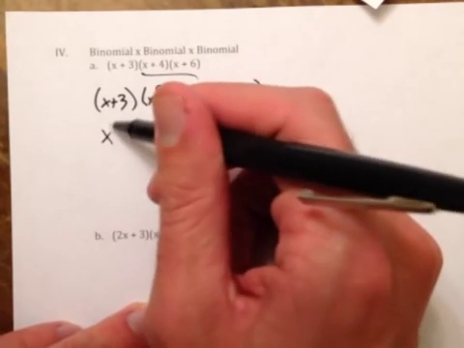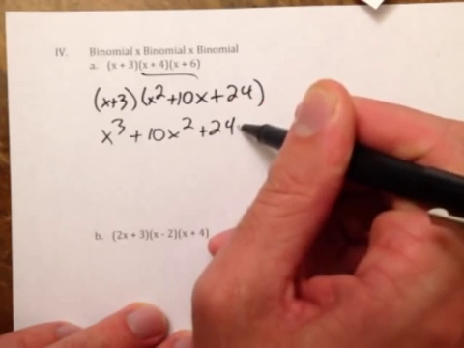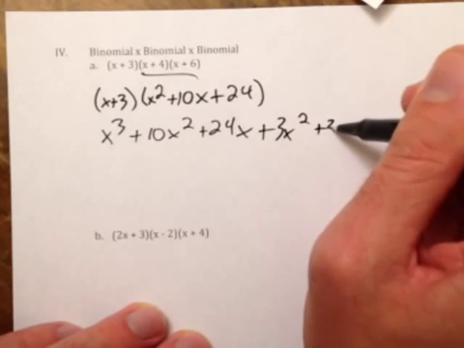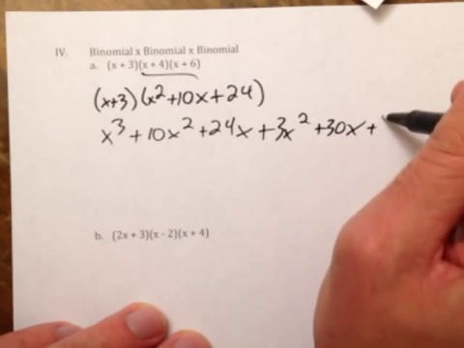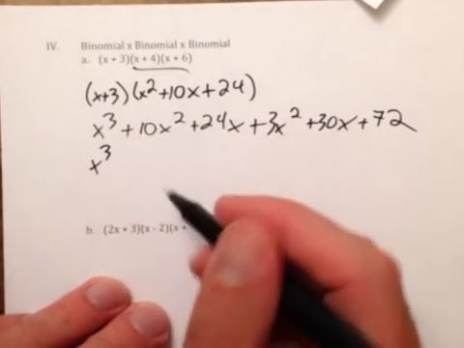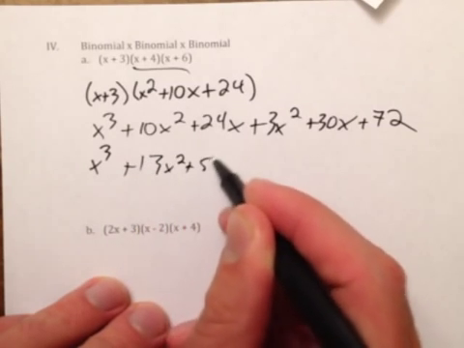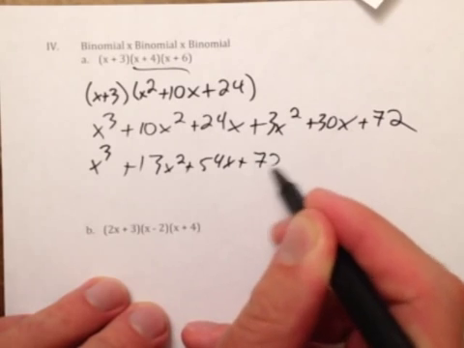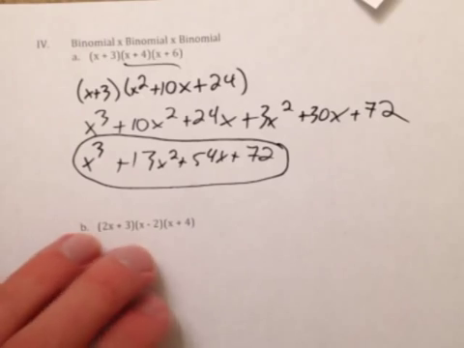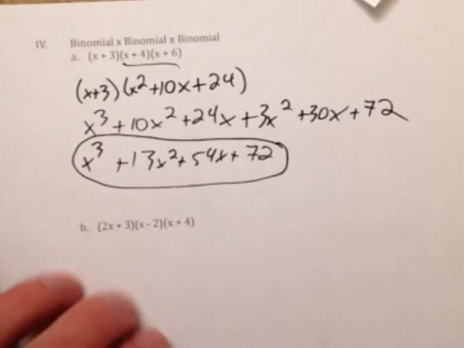Okay, so I get x cubed plus 10x squared plus 24x when I distribute my x, 3x squared, 30x, and 72. When I distribute my 3, I combine my like terms. X cubed plus 13x squared plus 54x plus 72. So these are obnoxious, but you can pick any two of them and multiply them first and then multiply in the third binomial. Don't try to do two of those things at once. You definitely have to do one set of the multiplication first.